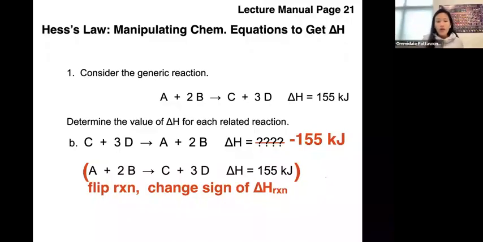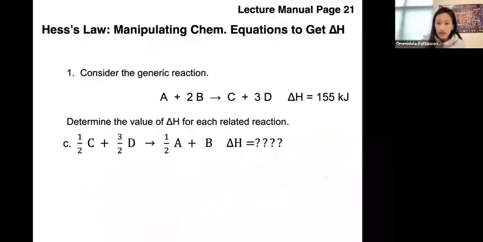Okay. So what we can conclude is that if you double or triple the amount, right, if you multiply the equation by a certain coefficient, you are going to multiply the heat by that coefficient. If you flip the equation, then you have to change the sign of the delta H.